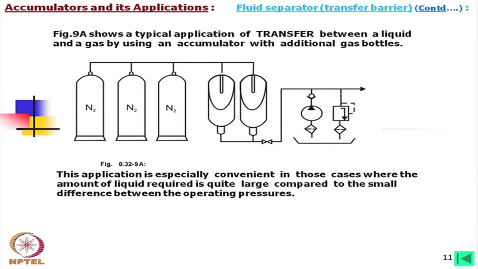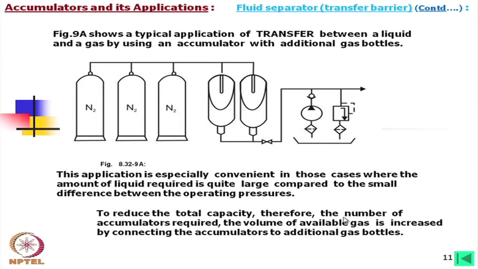This application is especially convenient in those cases where the amount of liquid required is quite large compared to the small difference between the operating pressures. In these systems we need a very large amount of oil with a very small pressure difference, and the accumulator helps in meeting such requirements. To reduce the total capacity, and therefore the number of accumulators required, the volume of available gas is increased by connecting the accumulators to additional gas bottles. So, we can add more bottles, and by this we can reduce the number of accumulators.